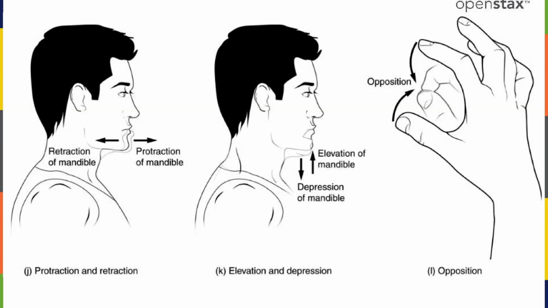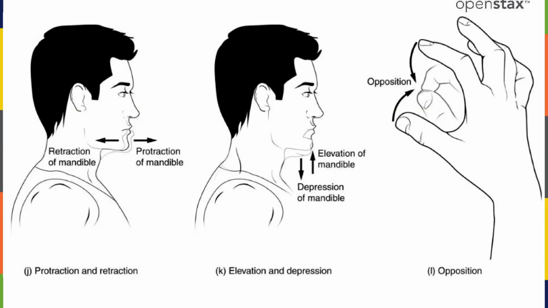Elevation and depression of the mandible are simple but vital movements. Elevation occurs when you close your mouth, bringing your lower teeth up to meet the upper teeth. Depression is the opposite, opening your mouth. These movements require precise coordination of several muscles and work in conjunction with protraction and retraction for effective chewing, speaking, and yawning.